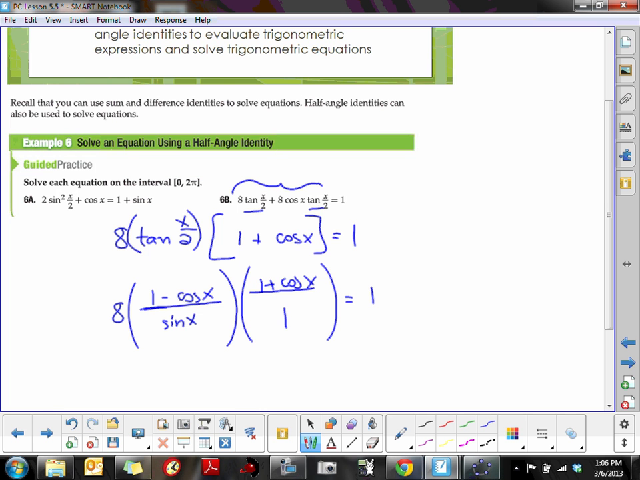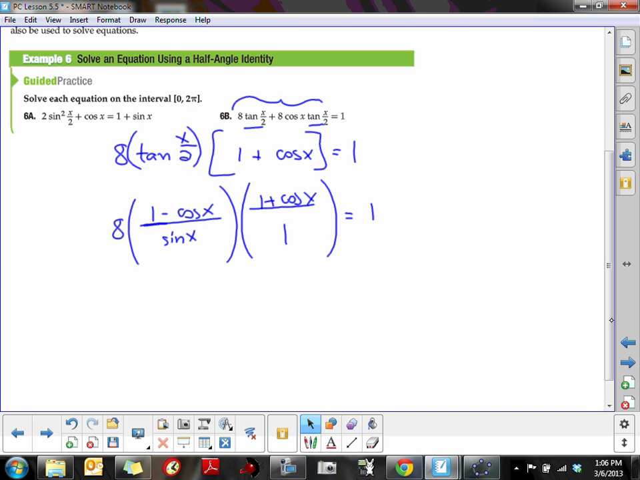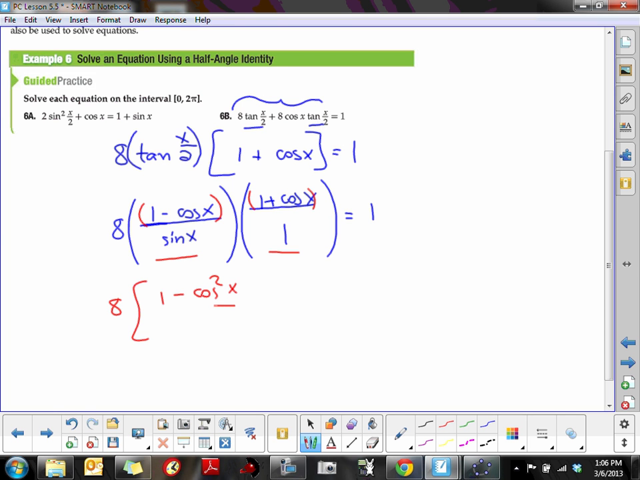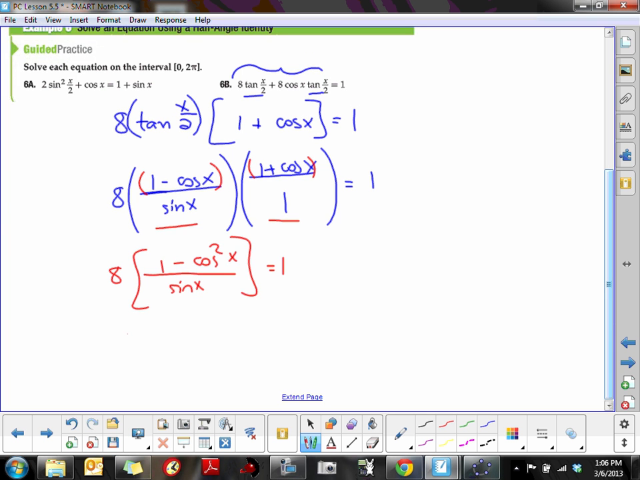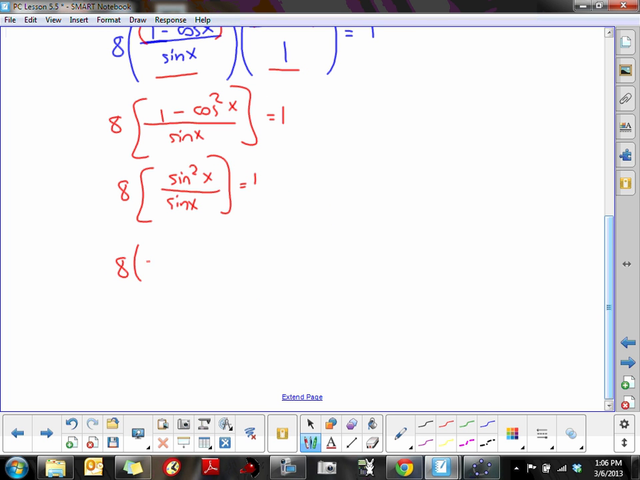Now I can multiply our 2 middle terms together, and that means I've got 8 times, basically FOIL this, and they're conjugates, so all I have to worry about is the 1, and then the minus cosine squared of x, all over the sine of x, which is equal to 1. And 1 minus cosine squared is equivalent to sine squared by the Pythagorean identities. So that's sine squared of x all over sine of x, which is equal to 1, which means we have 8 times the sine of x equal to 1.